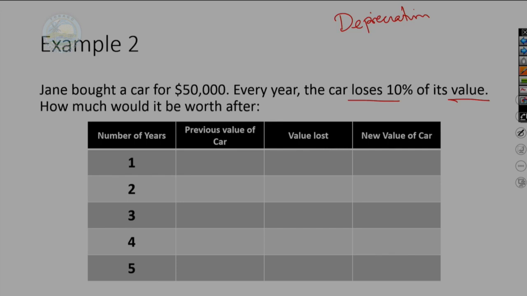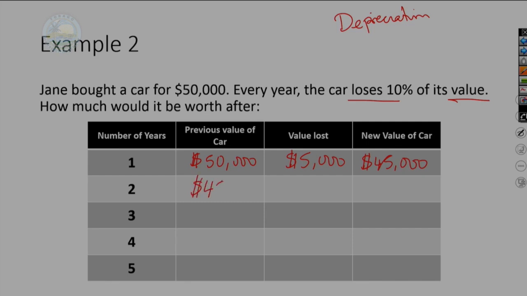So Jane bought a car for $50,000. Every year the car loses 10% of its value. So the value of the car within the first year, it would have started off at 50 grand. But then it lost 10% of its current value. So 10% of 50,000, we know just dividing by 10, so that's what we get, 5,000, which puts the new value of the car at 45,000.